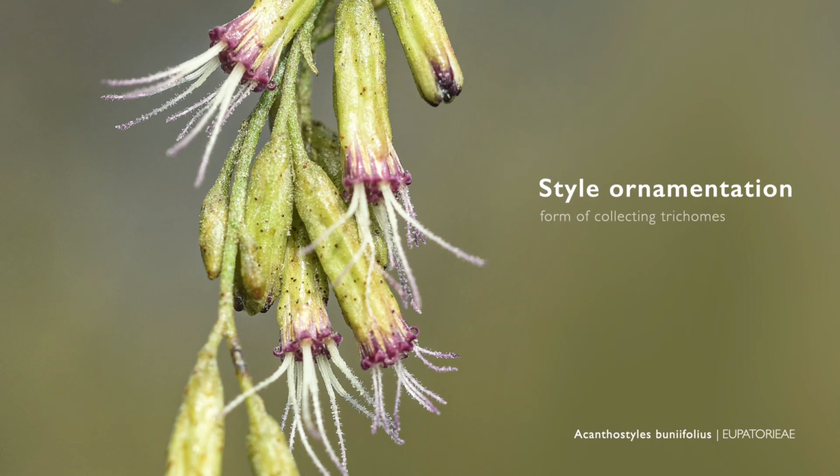Then we have the style ornamentation. That is the form of the collecting trichomes, that we could consider a sort of microcharacters, very useful, and in fact one that was used by Cassini himself. In this case, we have Acanthostylis bunifolius, a genus described by Harold Robinson and Robert King. And in the name of the genus, it's reflected the microcharacter that they used. Acanthostylis means spiny style. And if you look at the style, you will see long and spiny collecting trichomes. Very, very unusual for the Eupatorieae, and that's what prompted these researchers to name the genus after that particular trait.